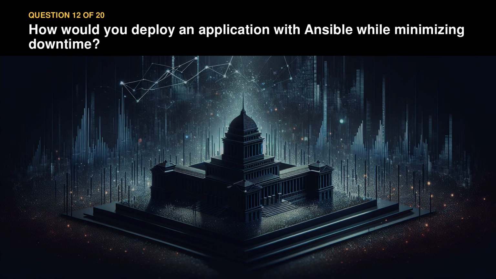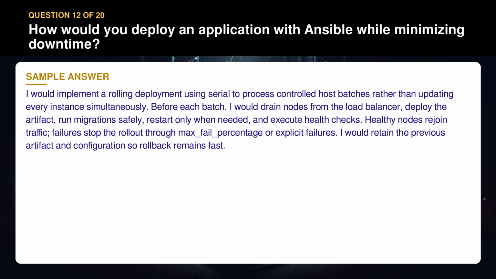Question 12. How would you deploy an application with Ansible while minimizing downtime? I would implement a rolling deployment using serial to process controlled host batches rather than updating every instance simultaneously. Before each batch, I would drain nodes from the load balancer, deploy the artifact, run migrations safely, restart only when needed, and execute health checks.